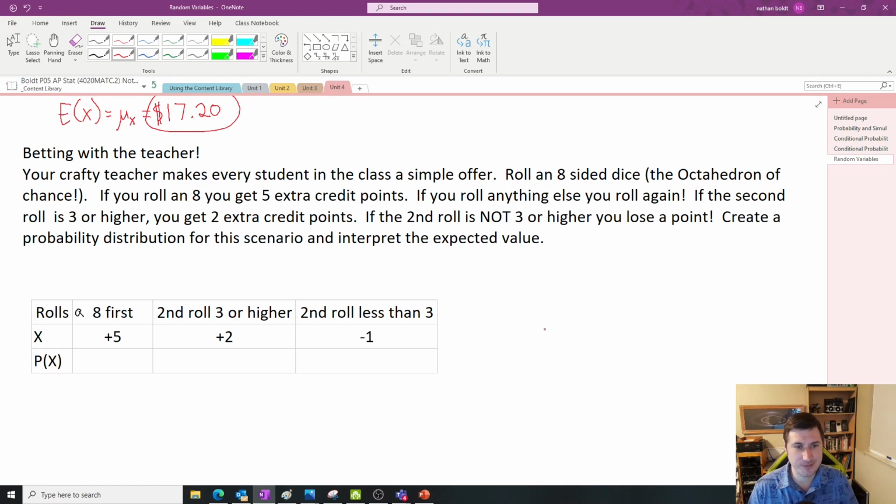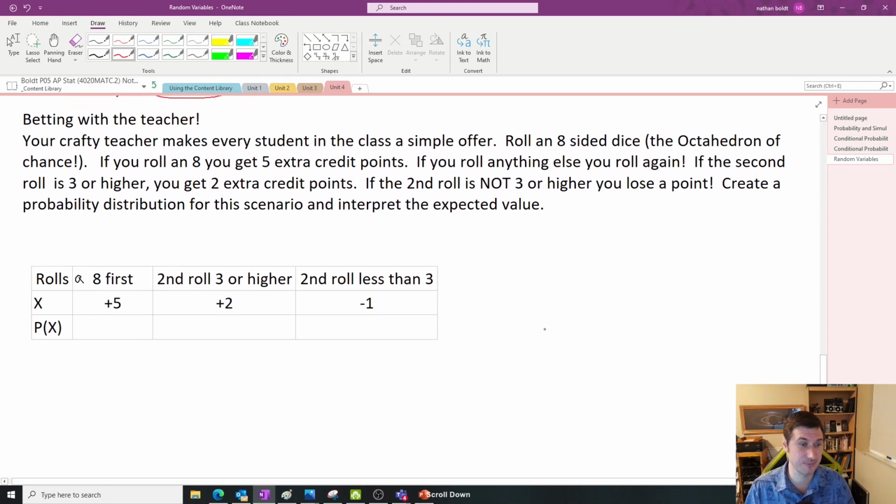Your crafty teacher makes every student in class a simple offer. Roll an 8-sided dice. The octahedron of chance. If you roll an 8, you get 5 extra credit points. If you roll anything else, you get to roll again. If the second roll is 3 or higher, you get 2 extra credit points still. Whoa. If the second roll is not 3 or higher, though, you lose a point. Create a probability distribution for this scenario and interpret the expected value.